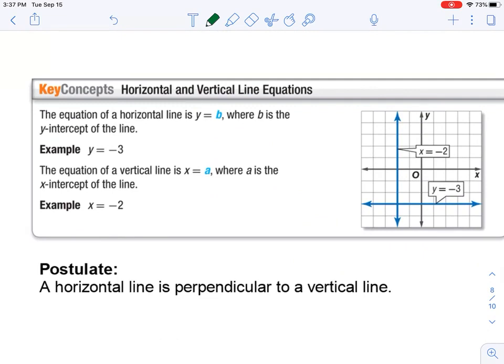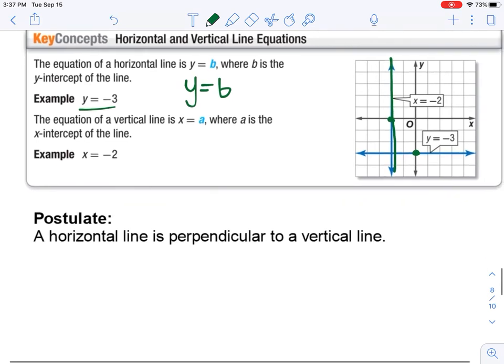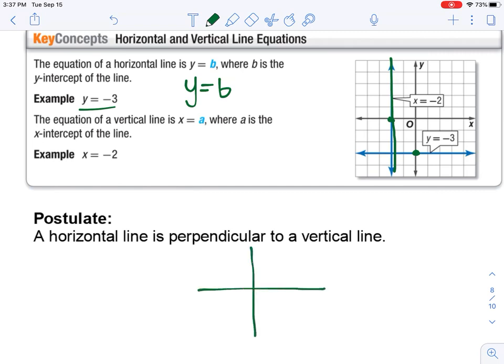This next slide is a key concept about horizontal and vertical line equations. If you watch 3.3, we covered this briefly. The equation of a horizontal line is y equals b, where b is the y-intercept. So in this case, y equals -3. For a vertical line, x equals a, where a is the x-intercept of the line. So in this case, x equals -2. And we had a postulate in 3.3 that said a horizontal line is perpendicular to a vertical line. Makes sense.